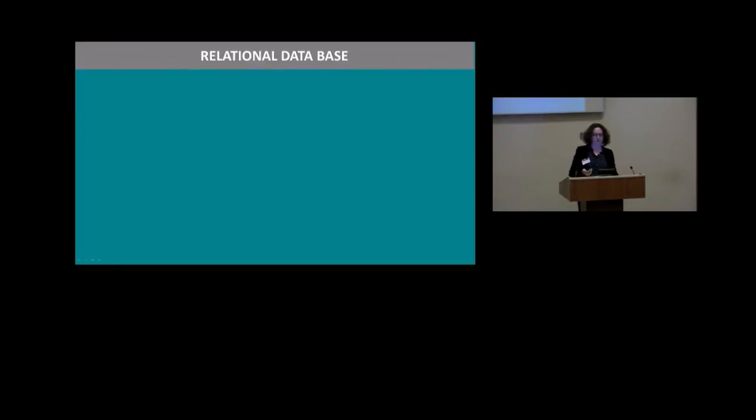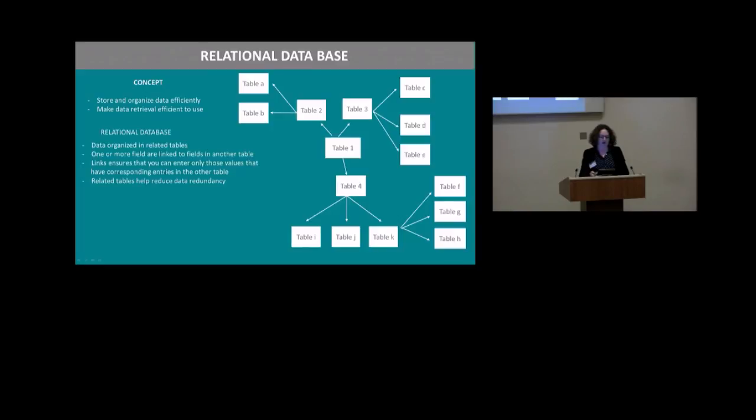So, what is the concept of a database? It is to store and organize data efficiently and make data retrieval efficient. So, why a relational database? Well, data is organized in related tables. One or more fields are linked to fields in another table, and links ensure that you can enter only those values that have corresponding entries in other tables. So related tables help reduce data redundancy.